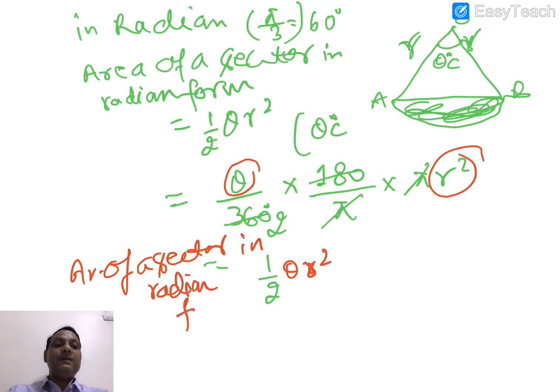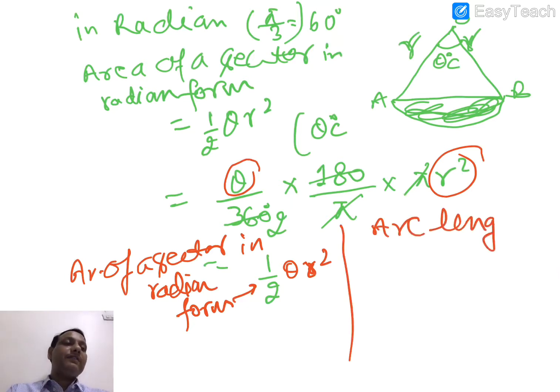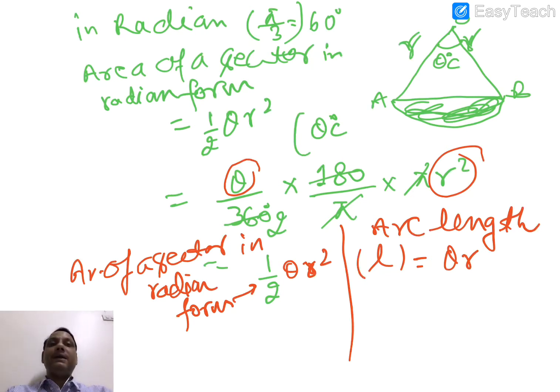So don't be confused. Now the same thing I will say for arc length. The same concept applies. Arc length L in radian form is only theta r. So you all have to know here: theta r. If you understood till here, then I will move to the other part.